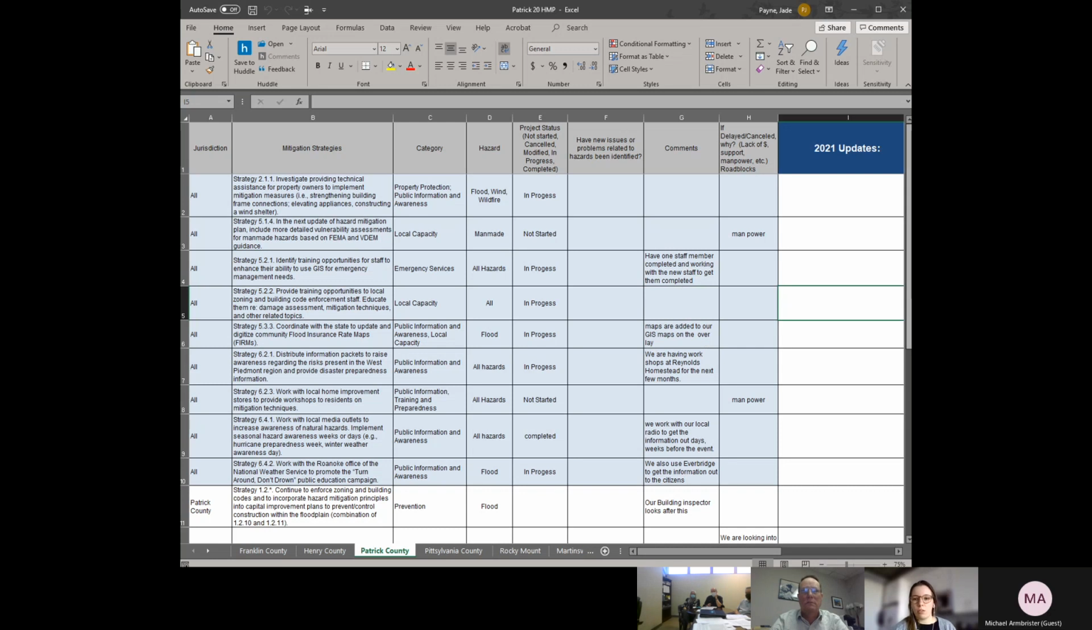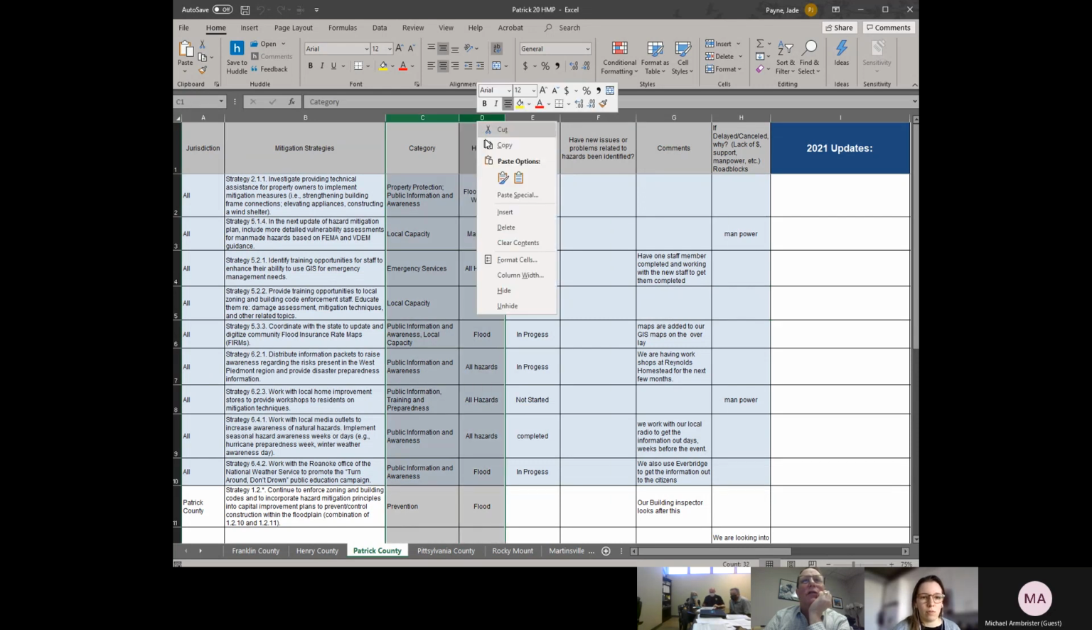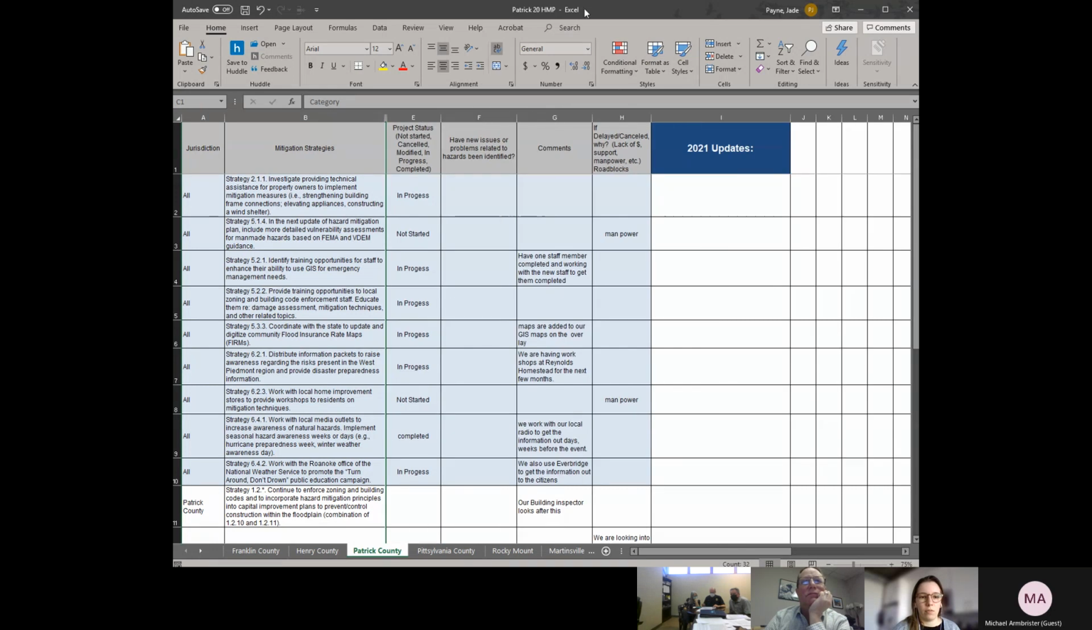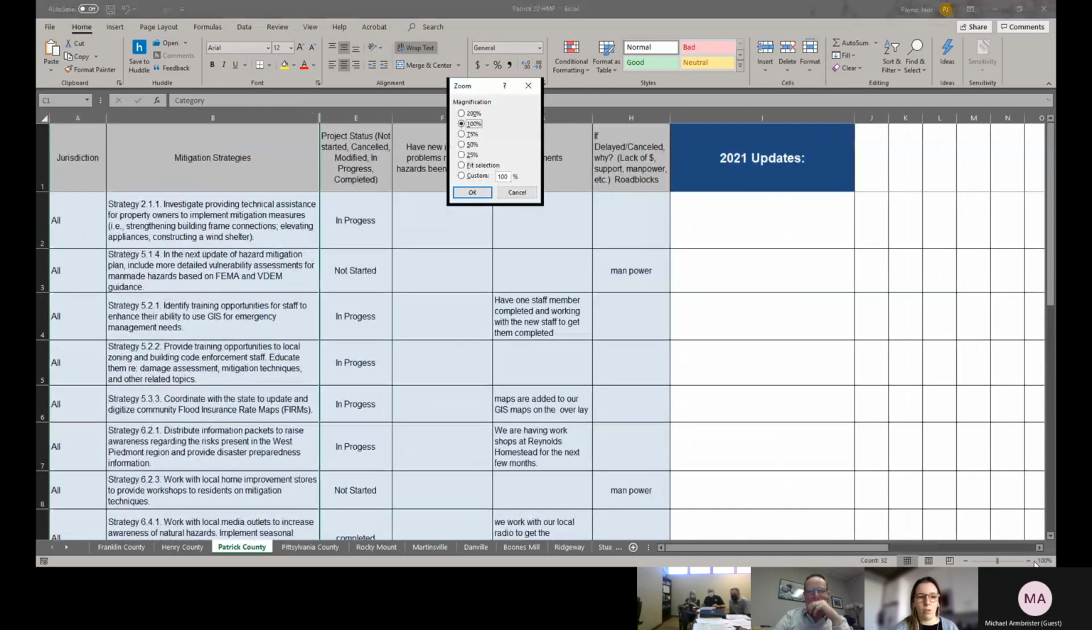Okay. So can everybody see the screen? Hopefully it's big enough. One thing that I've been doing that you might consider is just hide the category and the hazard rows, and that makes it a little bit bigger. There we go. Yeah. There we go. Good call.